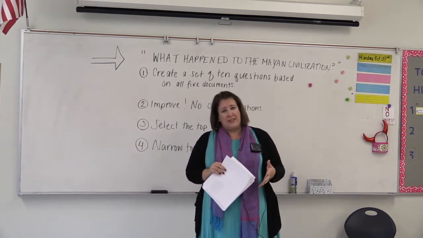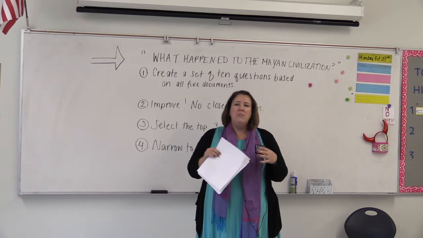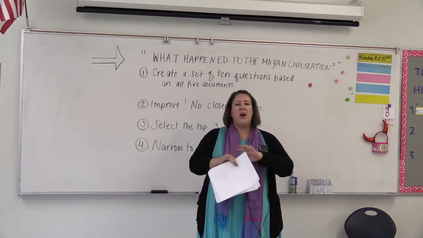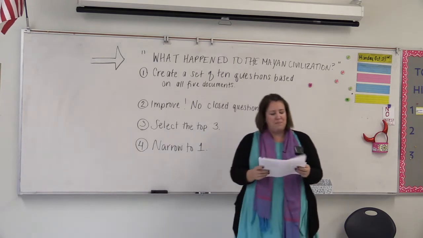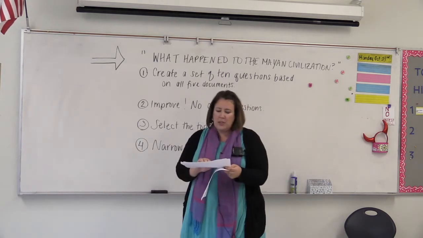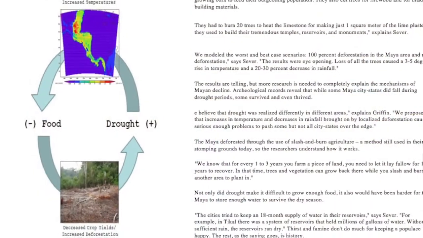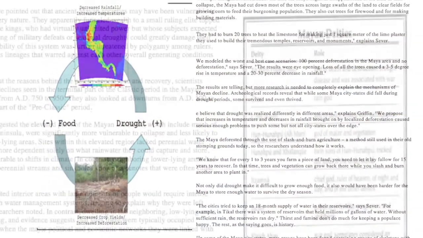Immediately after this lesson, we're going to talk about different parts of their culture. We're going to really get to know them as a people. But we're going to start off talking about what happened to them. So what we do is students are presented when they walk in with a source document. I have 5 different source documents, and they're all lettered A through E.